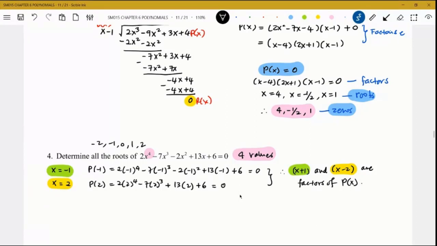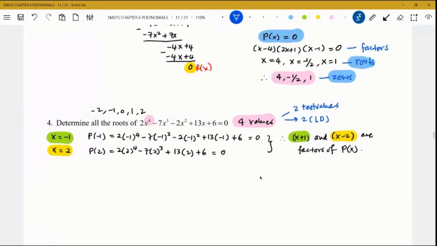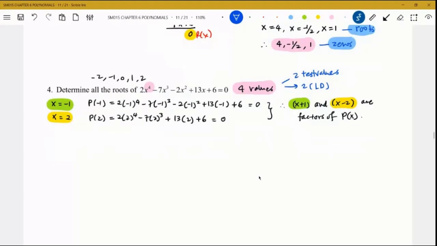We need another 2. Okay, so ini 2 test value. Dua lagi daripada long division. Okay, so we will do long division. So ini akan jadi divisor kita. So divisor equal to x plus 1, x minus 2. So we get x square minus x minus 2. So we divide your Px with the divisor here.